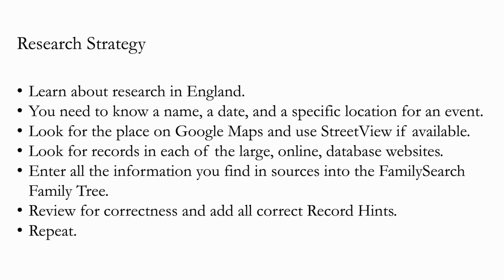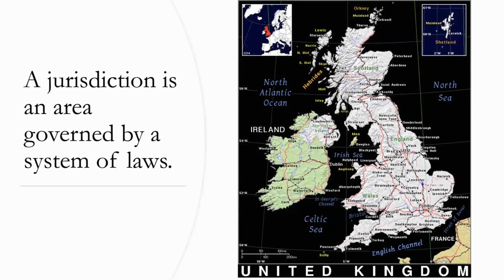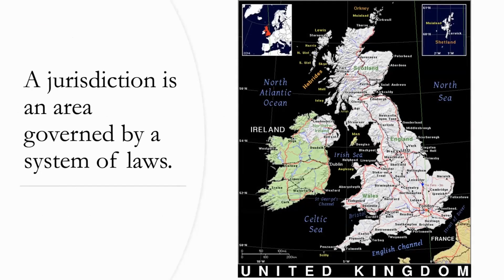Then just repeat. In other words, we learn more, and we keep knowing about the specific locations for an event in a person's life. We look for the location first, then we learn about the records that are available, then we extract all the information we find, and then we review it. And that's the general research process that goes over and over and over again.